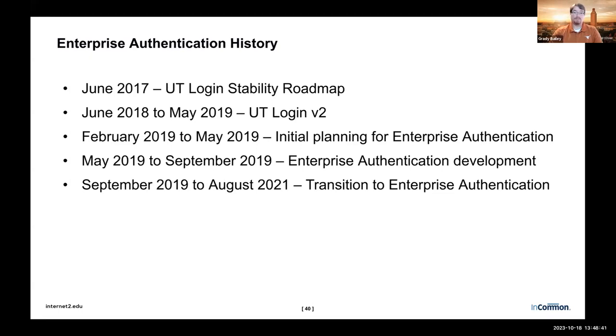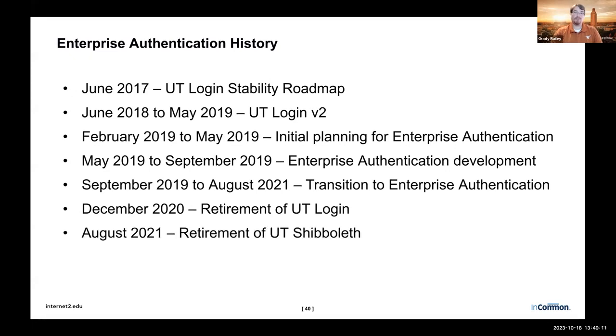We had built out a service using the Trusted Access Platform containers, and we went live with it in 2019, and we started transitioning customers over. That meant transitioning the customers from UT Login and from UT Shibboleth, and that took a while because we had to communicate with each individual customer. We had to figure out what they need, what we have, and get them moved over. But eventually, we got to what we needed. We retired UT Login in December of 2020, and then we retired UT Shibboleth in August 2021.